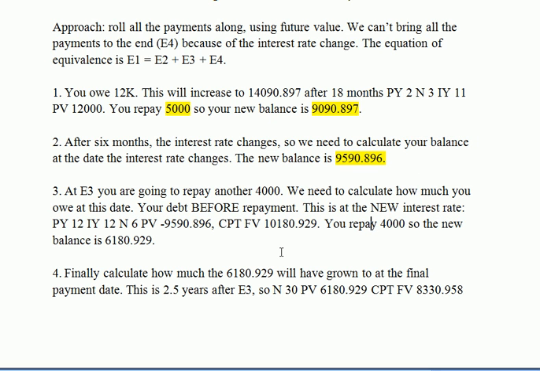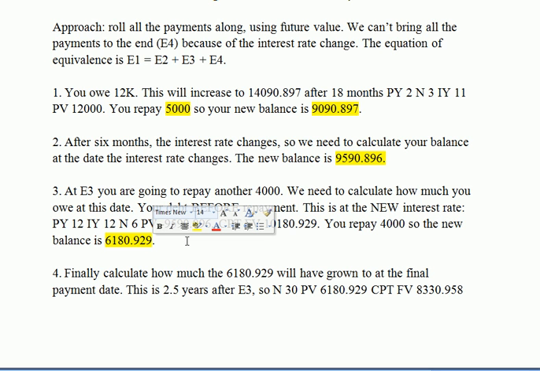Finally, or not quite finally, but step E3, you're going to repay another $4,000. So just like we did before, we need to calculate your balance on that day. Now notice that this is at the new interest rate. So on the morning of that day, as you go down to the bank, you owe $10,180. You're repaying $4,000. So by the time you go home in the evening, your balance is 6180.929.